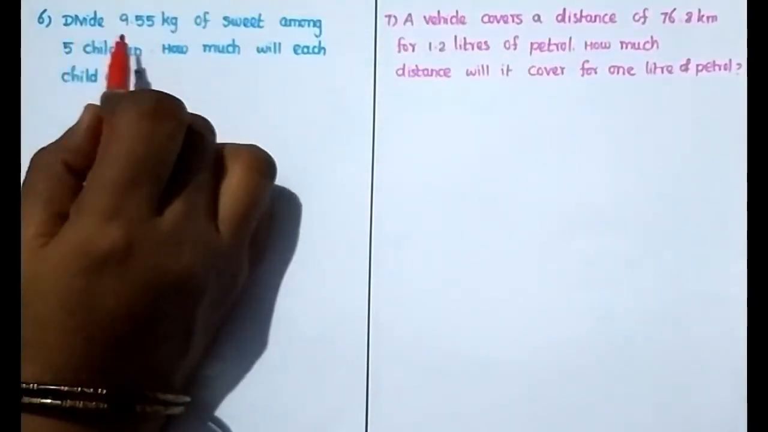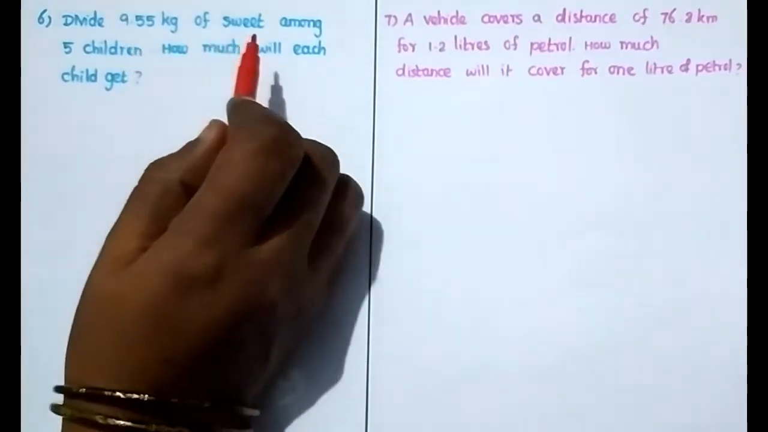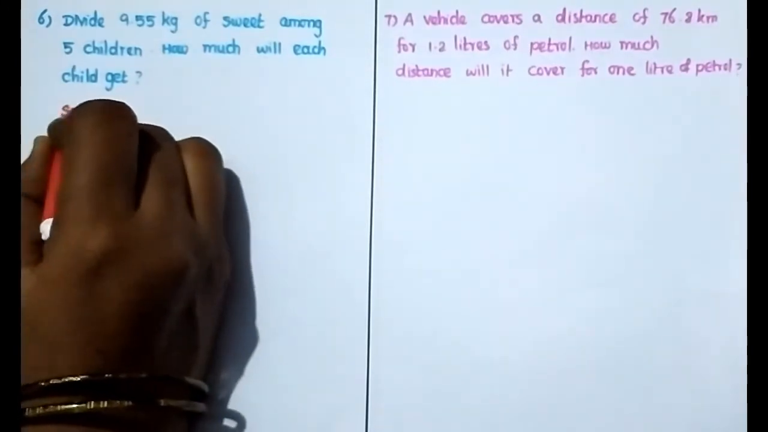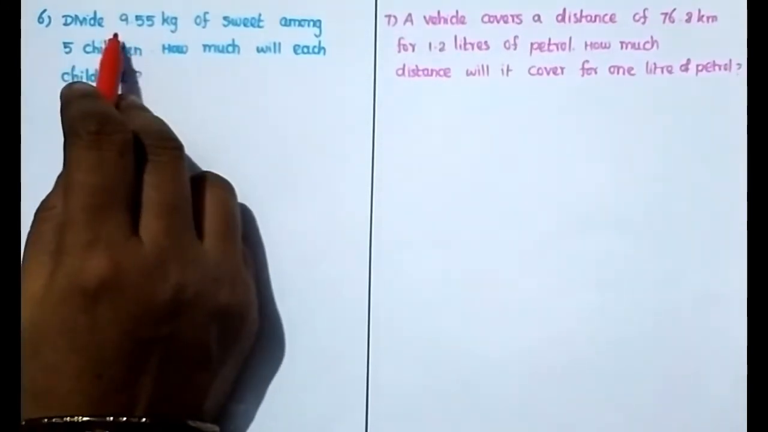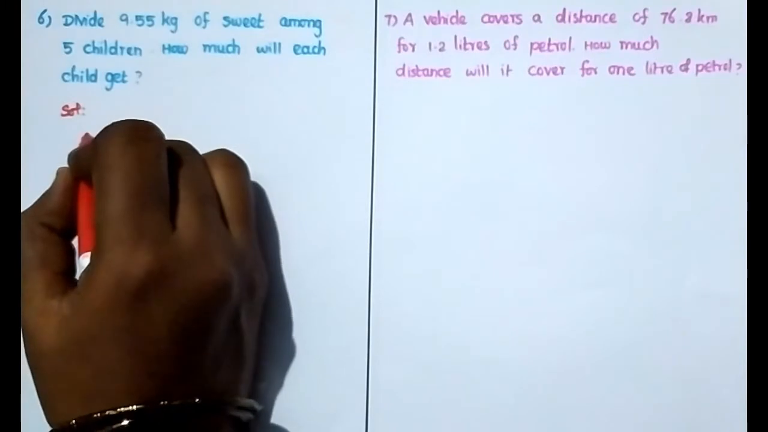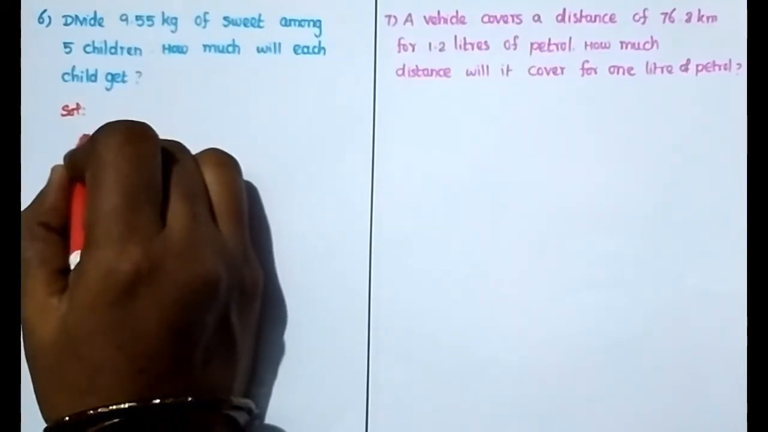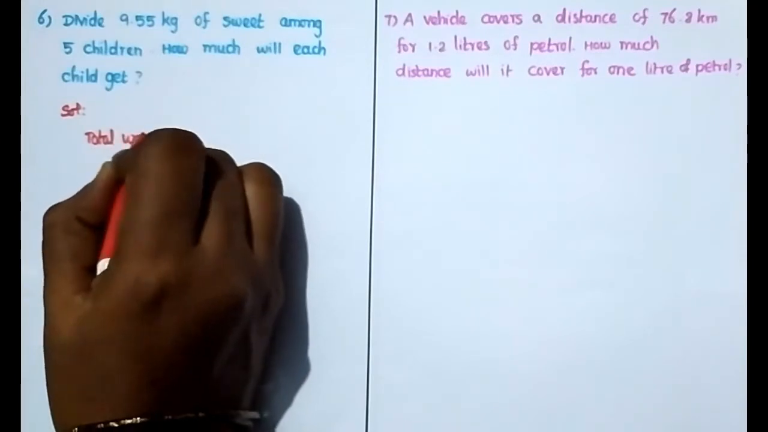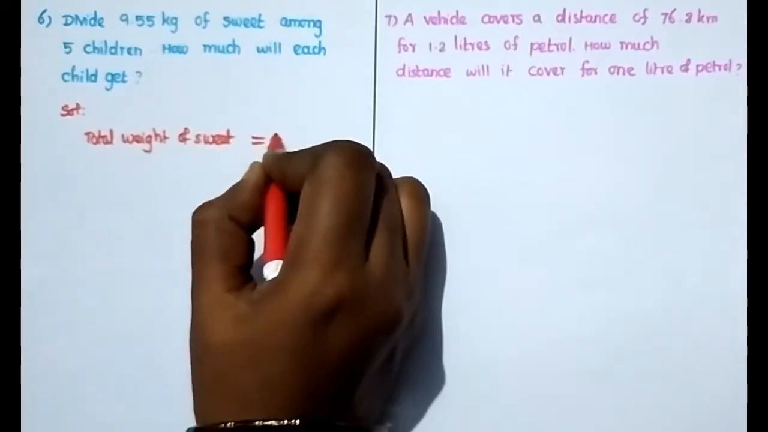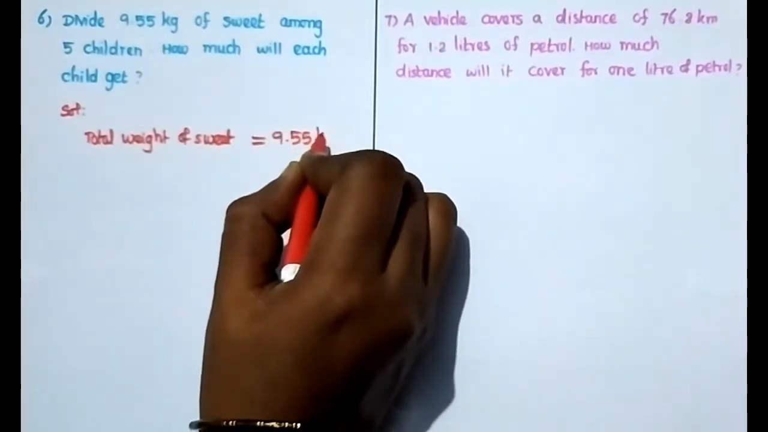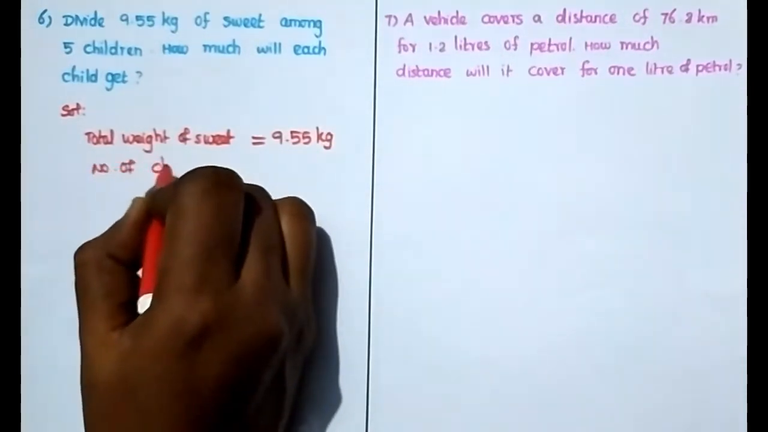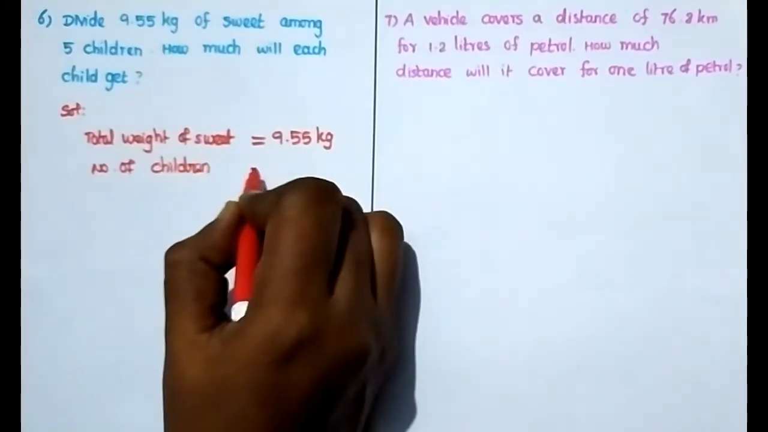Sixth sum, divide 9.55 kg of sweet among 5 children. How much will each child get? Listen, total weight 9.55 kg. Total weight of sweet equal to 9.55 kilogram, and then number of children equal to 5.